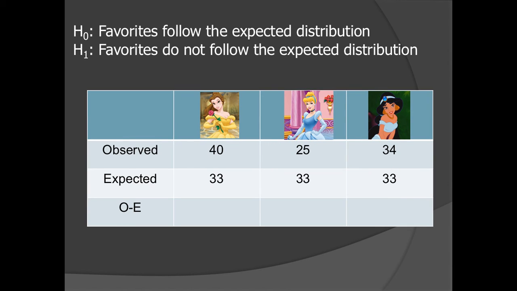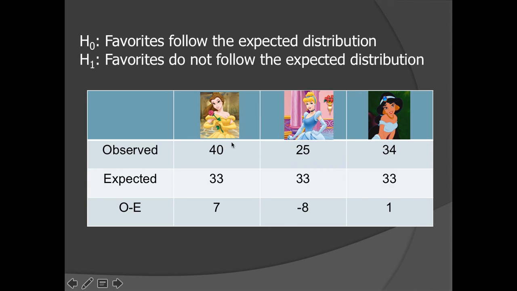So here's our data. So we're going to calculate our chi-squared value. So the first thing we're going to do is do observed minus expected. So we're going to do 40 minus 33 to give us our observed minus expected for Belle. Then we're going to do 25 minus 33 to give it for Cinderella, and 34 minus 33 for Jasmine. So 40 minus 33 is 7, 25 minus 33 is negative 8, and 34 minus 33 is 1.